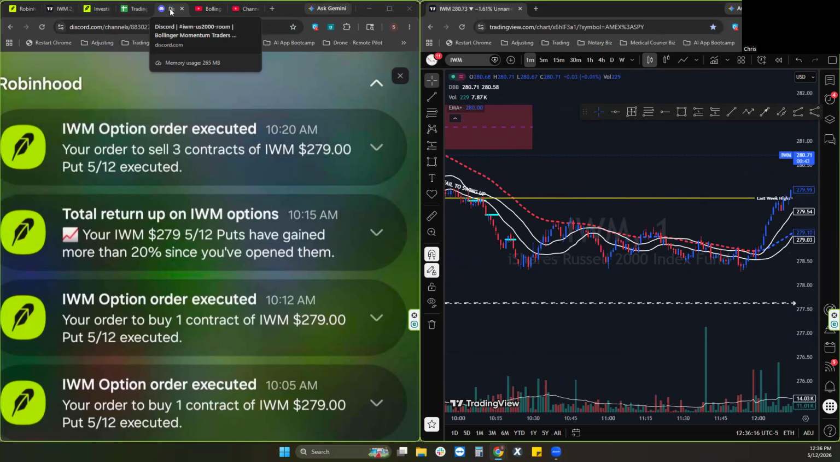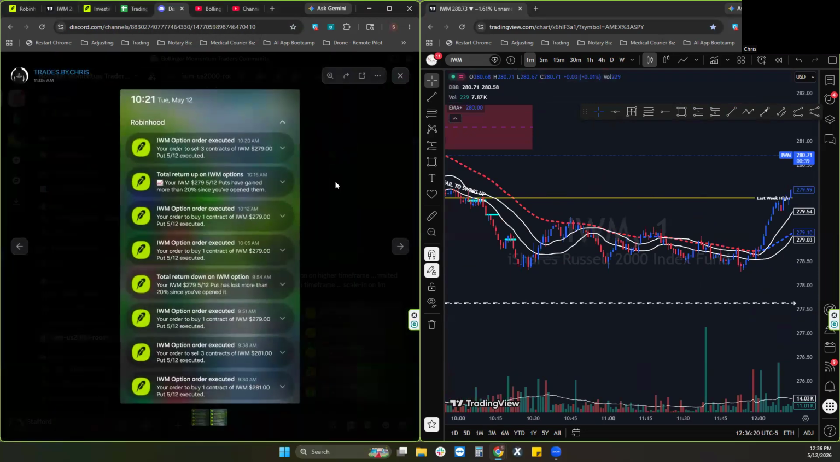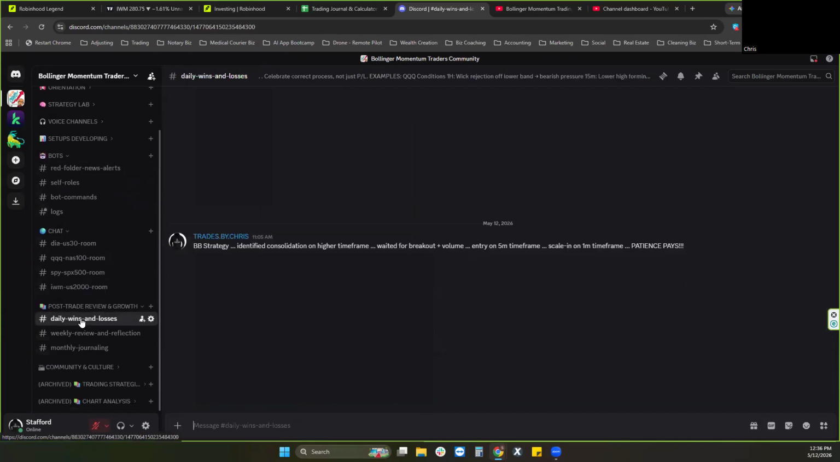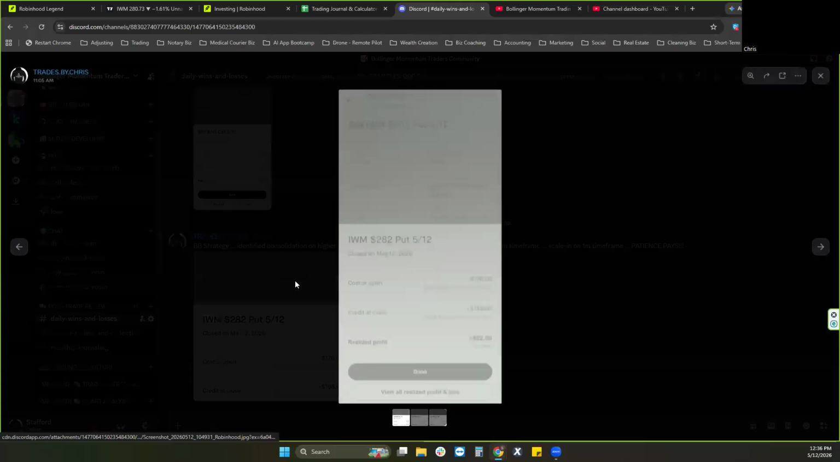And I think there was something else I wanted to show you here in the Discord. So use the Bollinger Band strategy, identify consolidation on a higher time frame, waited for a breakout plus volume, entry on the 5 minute time frame, scale in on the 1 minute time frame, patience pays. And so if we go to daily wins and losses, here are the three trades.